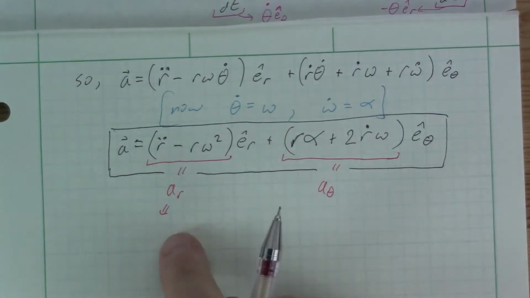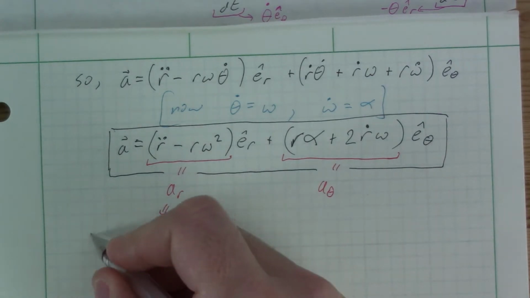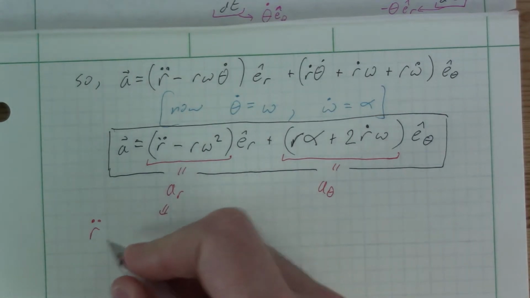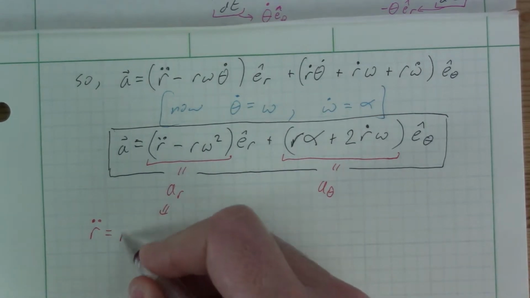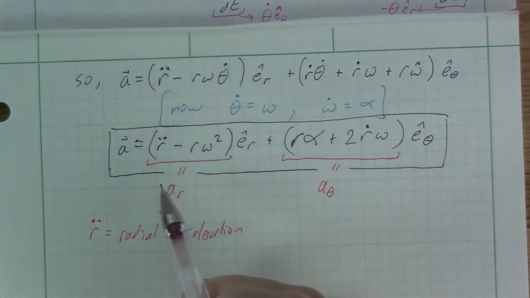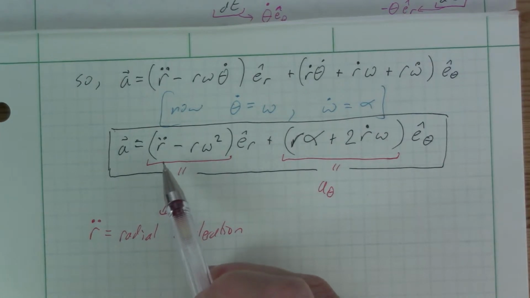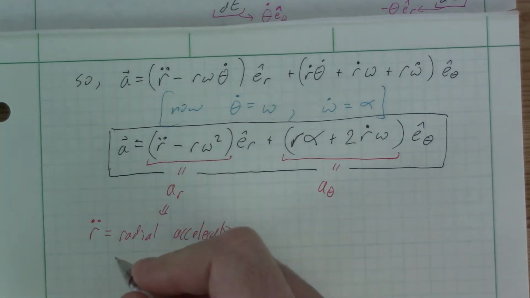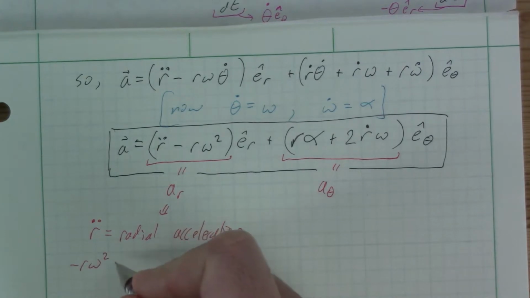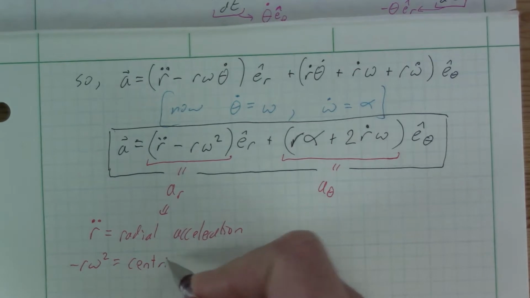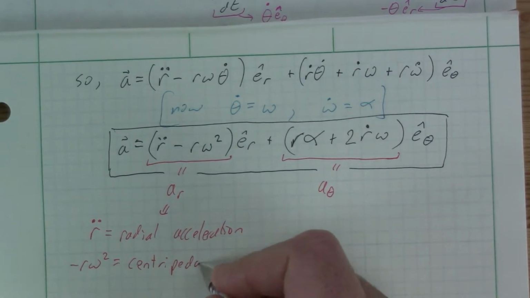Okay? So these are the two contributions to that radial acceleration, pushing or accelerating away from the origin or towards the origin. Well, r double dot is directly radial acceleration. That's the actual change in that distance. It's the second derivative of the distance from the origin to the point P. But we also have this other term, minus r omega squared. This is what we call centripetal acceleration.